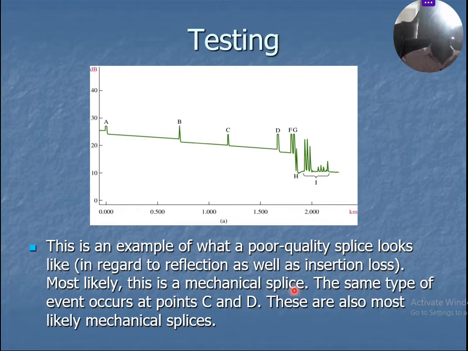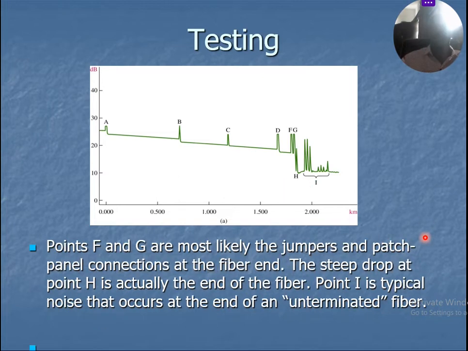That's a huge number. It shows that there's poor splicing taking place, and this could be coming from a mechanical splice of the cabling. These are also most likely mechanical. That's what we are saying, that this is most likely a mechanical splice.